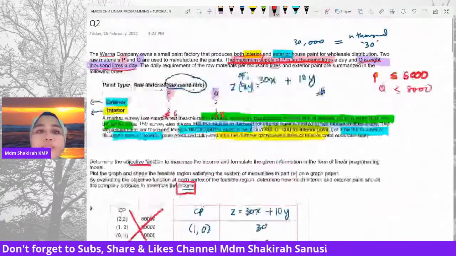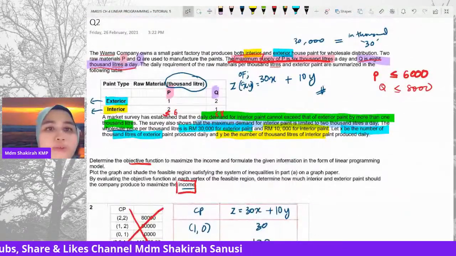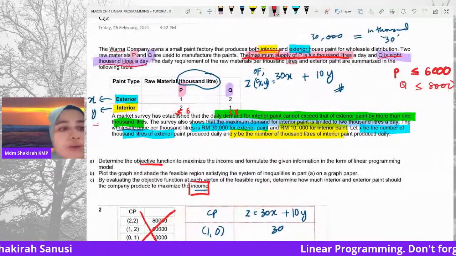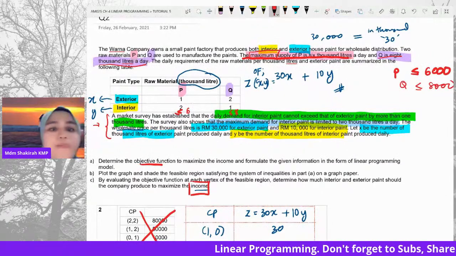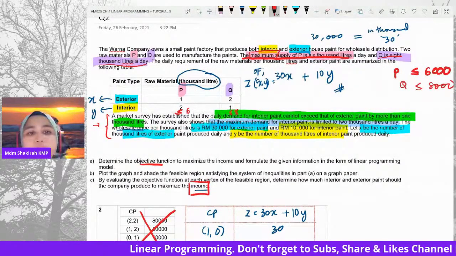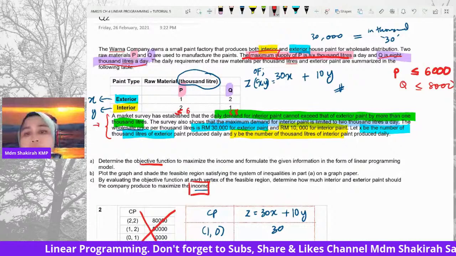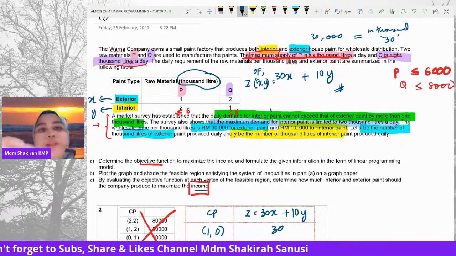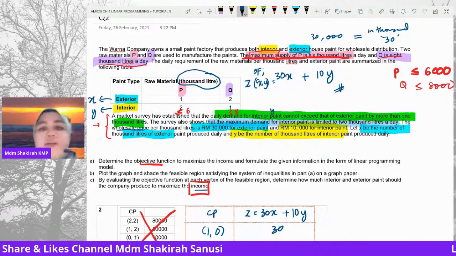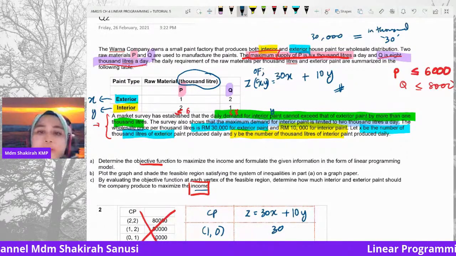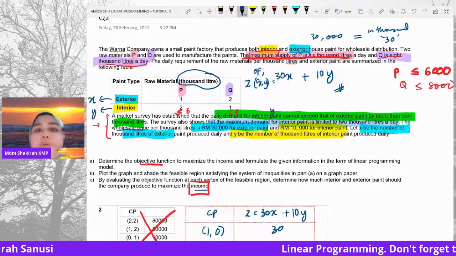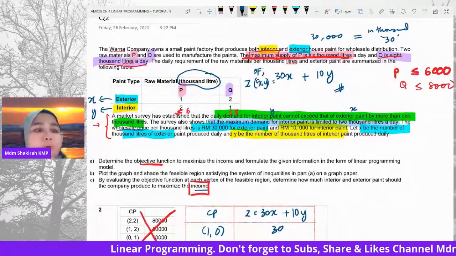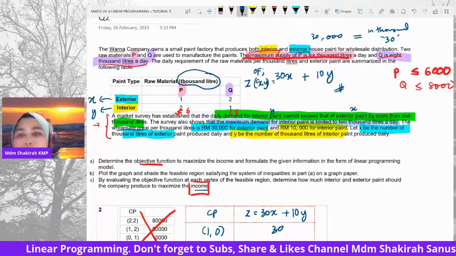Okay, do we have more from the first paragraph? I would say no. Let's look at our last paragraph. A market survey has established the daily demand cannot exceed. Yang ni, you punya daily demand for interior paint. Interior adalah you punya Y. Kita leveling. Cannot exceed, tidak boleh melebihi exterior paint by more than 1000. Macam mana awak nak tukar ayat ni?